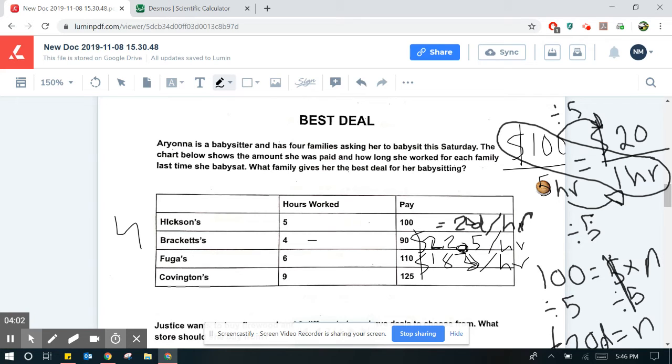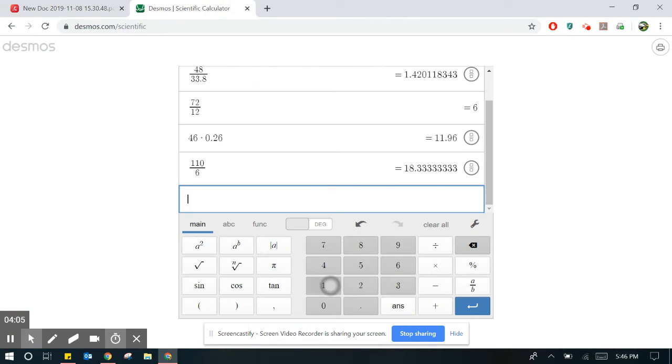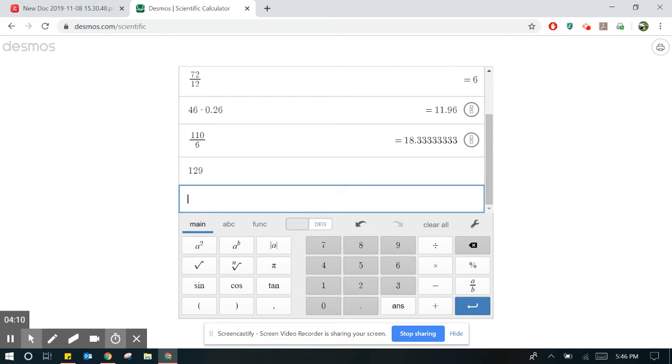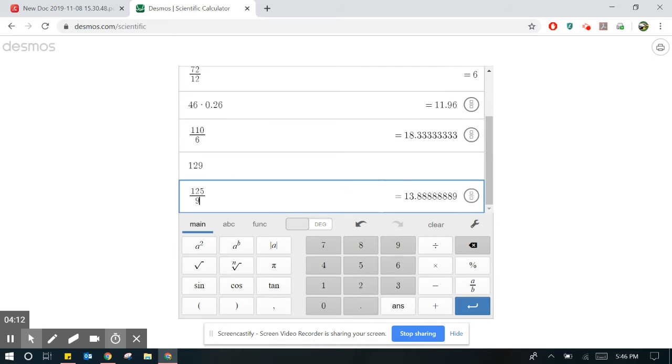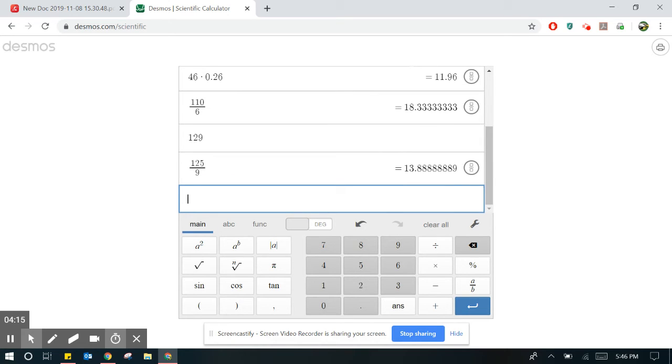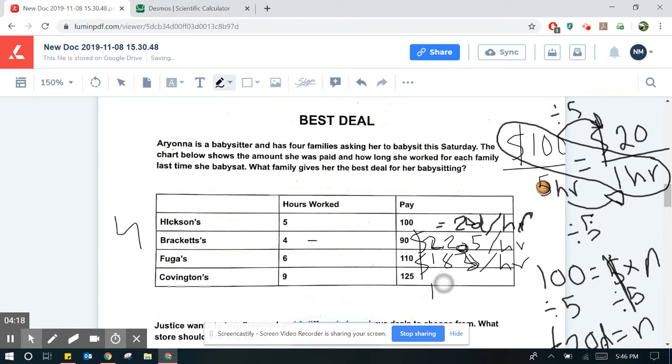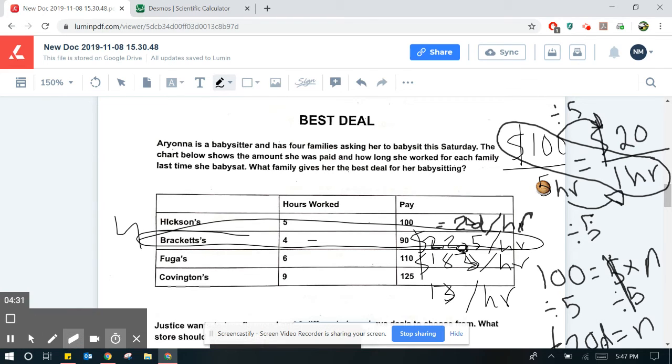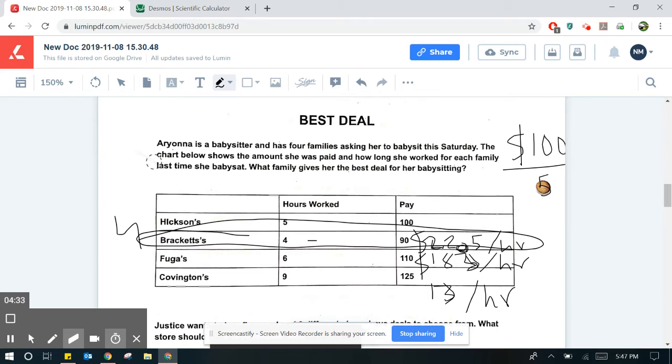And then the last one is $125 for 9 hours. $125 divided by 9 hours. You get 125 divided by 9 is $13 per hour. That's horrible. That's $13 per hour. So clearly Miss Brackett pays the best price per hour for her babysitting. Let's go ahead and move on to the next section.